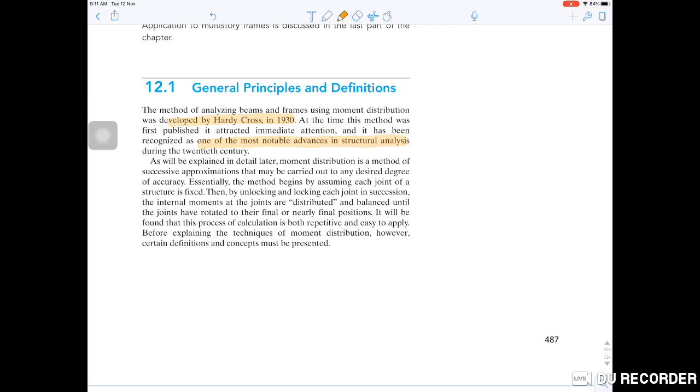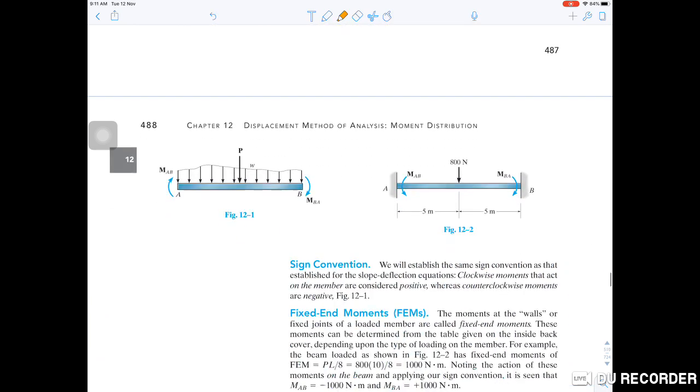Essentially, the method begins by assuming each joint of a structure is fixed. Then by unlocking and locking each joint in succession, the internal moments at the joints are distributed and balanced until the joints have rotated to their final or nearly final positions. It will be found that this process of calculation is both repetitive and easy to apply. Before explaining the technique of moment distribution, however, certain definitions and concepts must be presented.